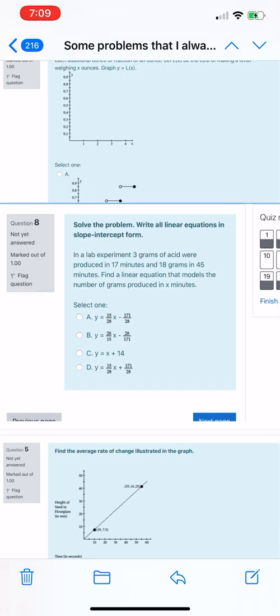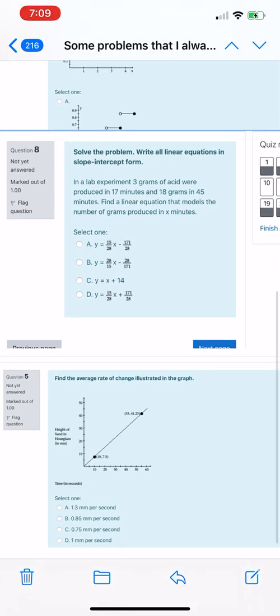And then I want to say the rest of these. It says, find a linear equation that models the number of grams produced in minutes. So again, they gave us, for instance, in the lab experiment, 3 grams of acid were produced in 17 minutes and 18 grams in 45, right? So this is a set of ordered pairs. You have x1, y1, we have x2, y2. So we've done several examples where we're finding the equation of a line through a pair of points. So this is just finding the equation of a line through a set of ordered pairs, right?